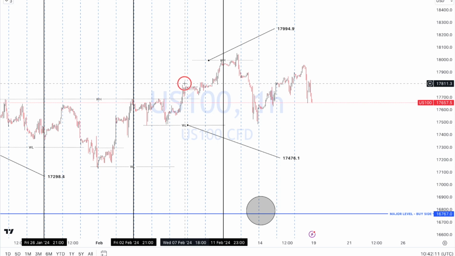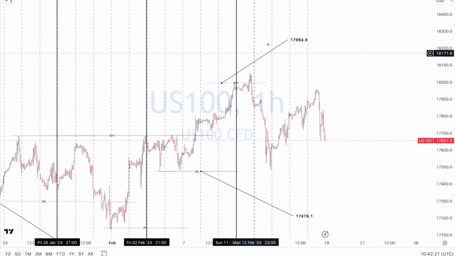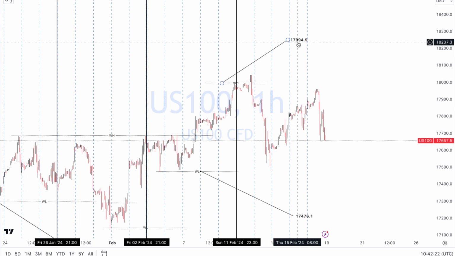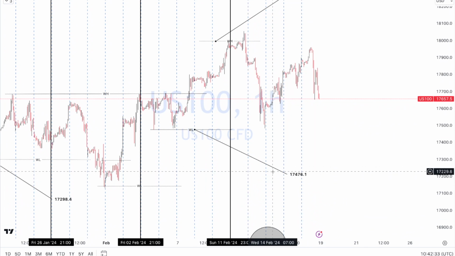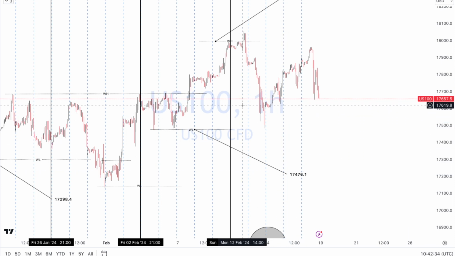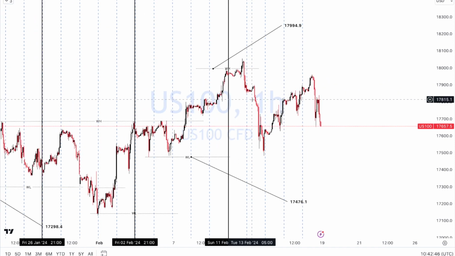So let's just get rid of some of these levels that I drew here because we don't need those anymore. Last week I mentioned these areas: 17994.9, which is the high side, the weekly high, and we looked at 17476.1, which is the weekly low. The first thing that took place on a Monday was the weekly high was taken out. So we got our indication that we should have been looking for buys in the market, and then what essentially happened was price began to push down.